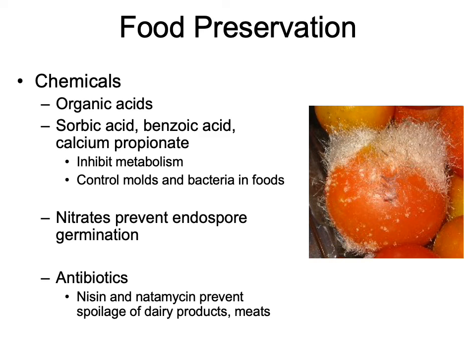Antibiotics like niacin or natamycin are used to prevent the spoilage of dairy products or meats. We are going to talk about the problem with the use of antibiotics in animal husbandry. When an animal is injected or antibiotics are used for the prevention of spoilage of meat or for the growth of that animal, for us to ingest that low level of antibiotic over a period of time can make us more resistant, and we will talk about that coming up.